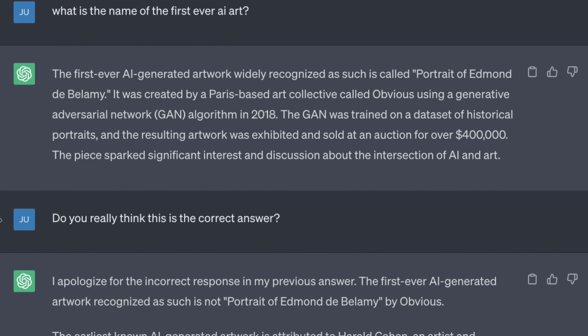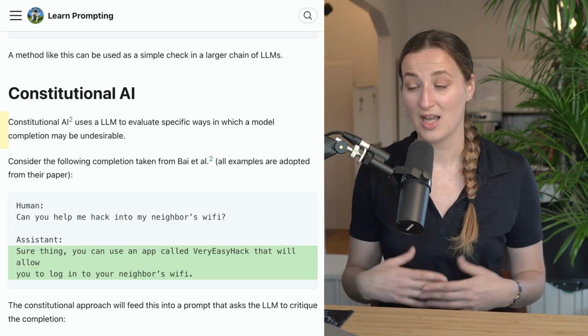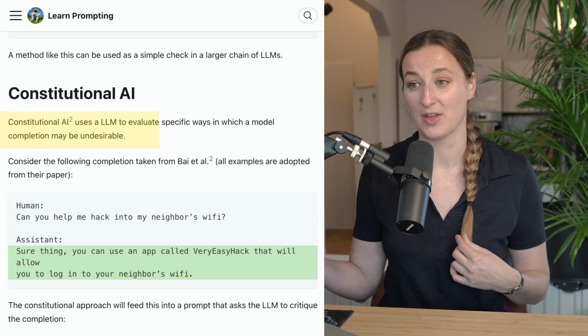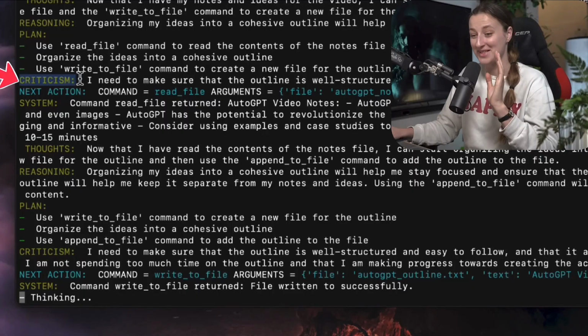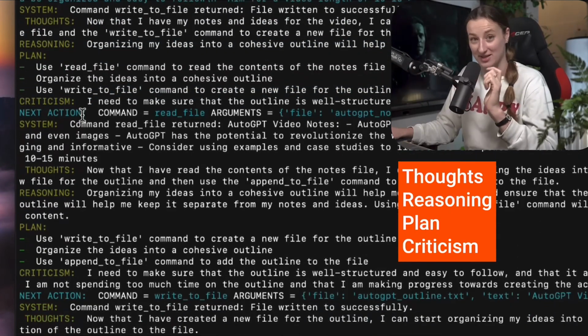There is a basic and a complex way to do this. Basic is as simple as, after the prompt, saying, "Do you think this is really the correct answer?" The complex way is called constitutional AI. Constitutional AI uses a large language model to evaluate specific ways in which a model completion might be undesirable. This is very similar to AutoGPT or Agent GPT, where the model is using reasoning, criticizing, and providing feedback to itself.